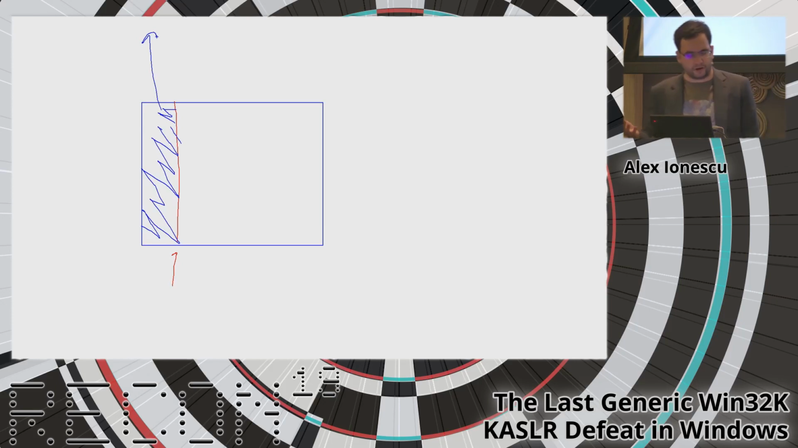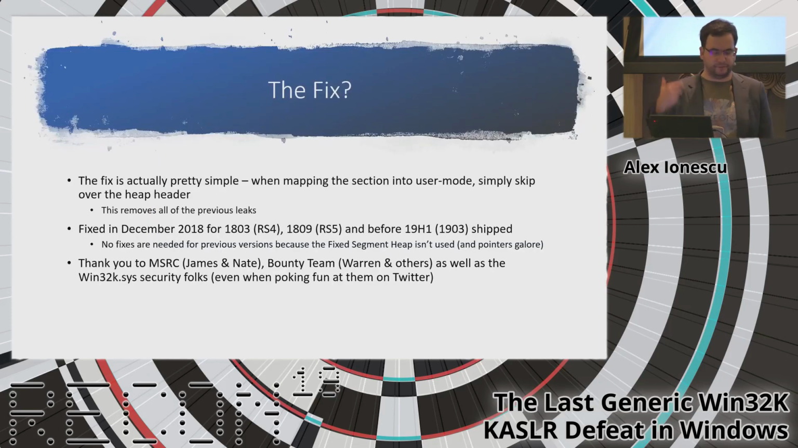Because of that, there are no more offsets. There are no more kernel deltas. There are no more pointers. You can scan backwards and forwards, and there's nothing there. Very simple fix: just don't map that, and then the problem's gone. Right? So they backported it to RS4 and RS5.